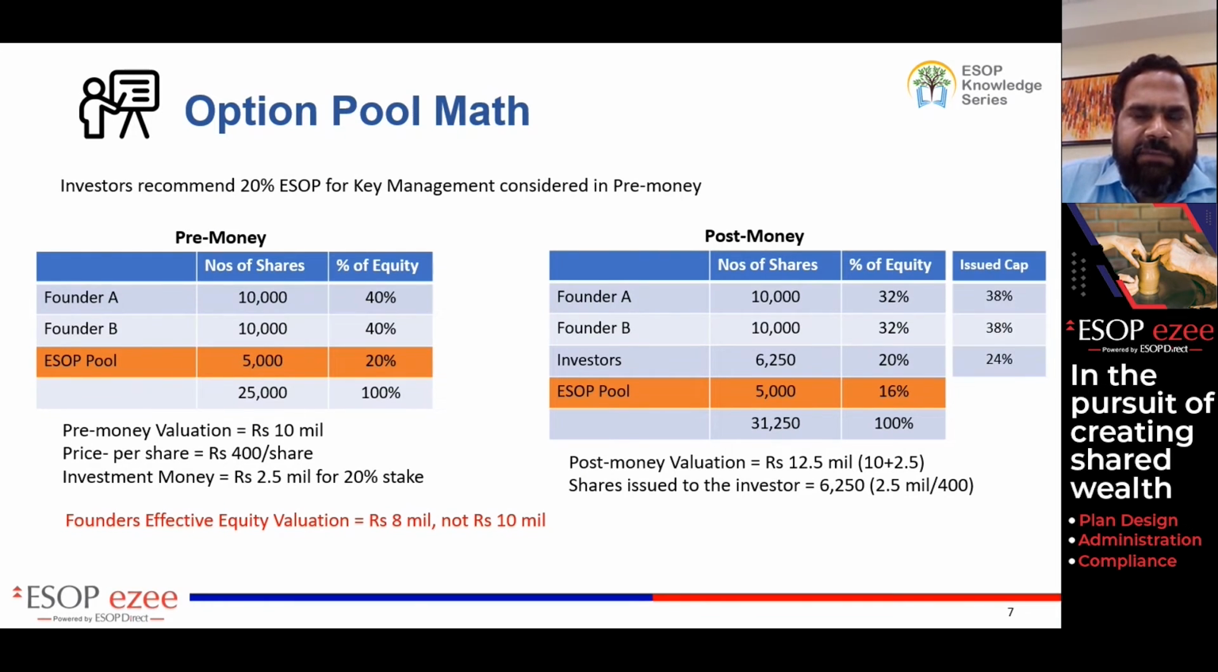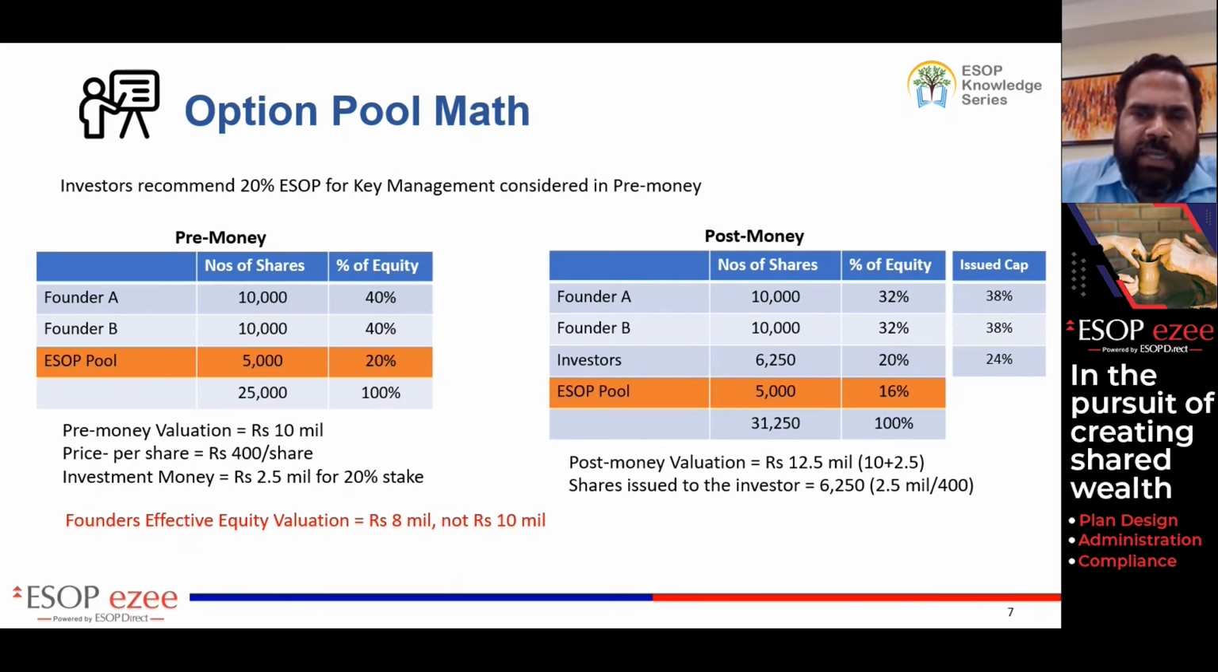So in reality, if you see on the issued capital, which is 26,250, the total of the three items at the top, your investors are not at 20%, they are at 24%. So with issuance of the ESOP pool of 5,000, they will come down to 20%. Now here, actually they are at a higher percentage holding in the company as far as the issued capital is considered.